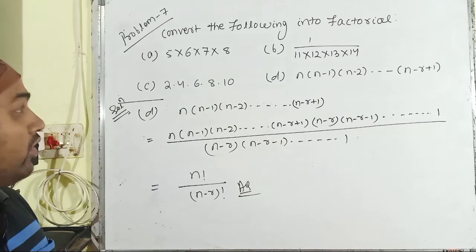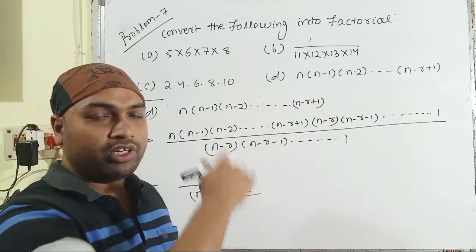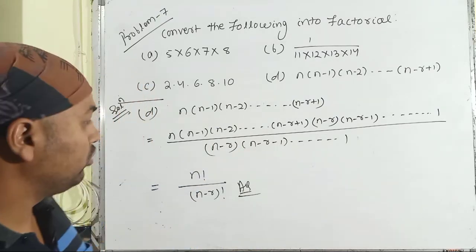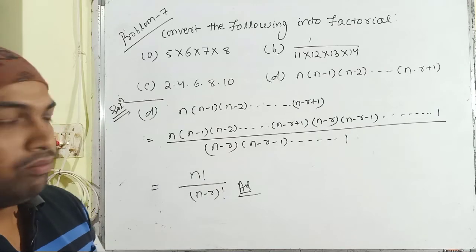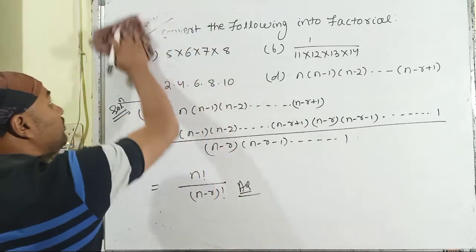And this is the answer for you, the fourth bit of number 7. Then moving towards some of the rest of the problems based upon the factorial topic.